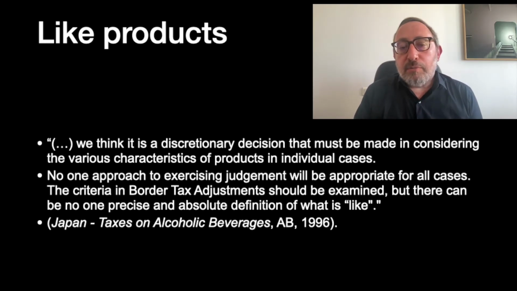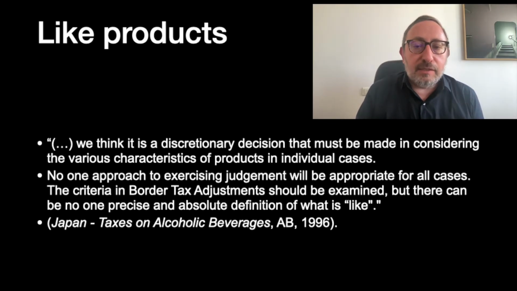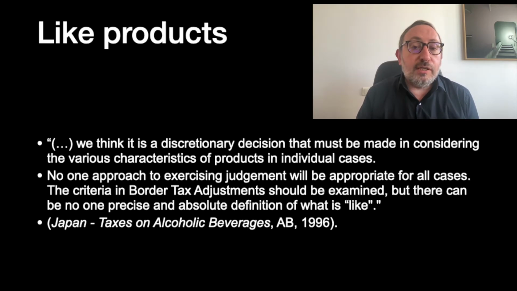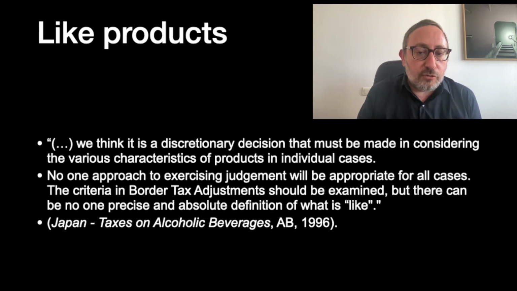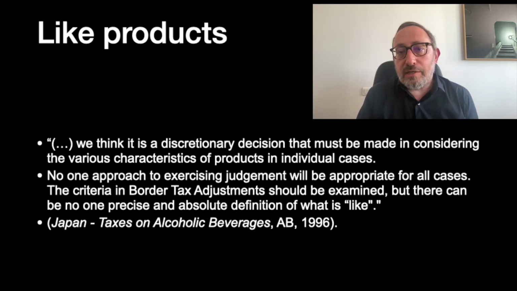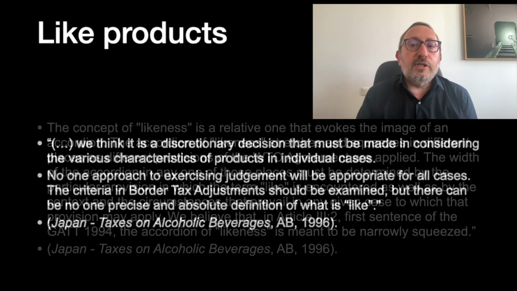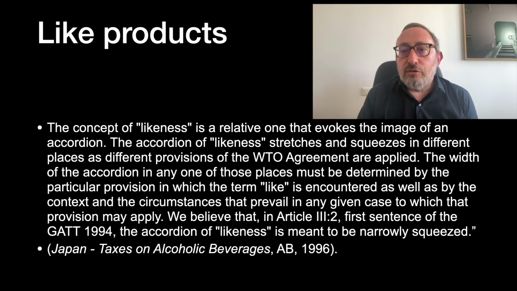So the appellate body in the Japan taxes on alcoholic beverages case in 1996 clearly stated that this is not a matter of precise science, that there's always some discretion involved whenever we adjudicate a case involving the concept of likeness. On the other hand, it has also stated that there's no one-type approach, so we need to look at the different criteria and evaluate what conclusions we can draw in a specific case from a global analysis of these criteria. So we cannot simply say, well, under this criterion, these are like products, and that's the end of the inquiry. We need to consider all these criteria in order to reach a conclusion.